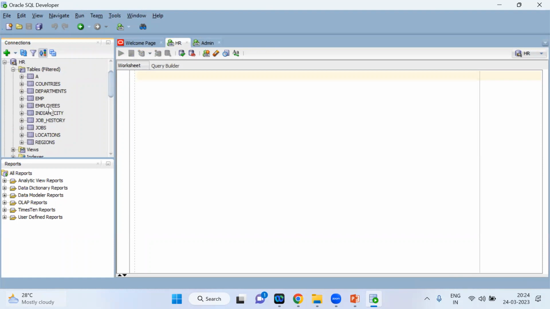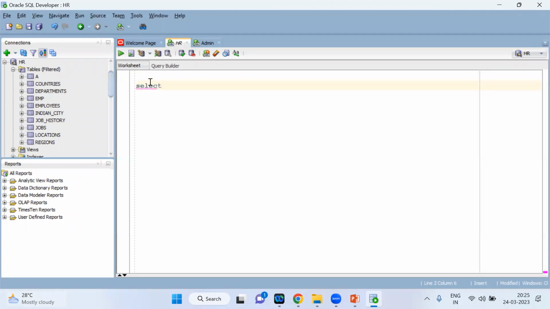Now you see here, the employees table is there, countries table, departments table, job history, jobs, locations, regions, all these things. Recently, I also reinstalled, so whatever tables I had created earlier for the previous batches are gone, deleted. I was facing some issue with the software, so I installed it again. So now this is your database.